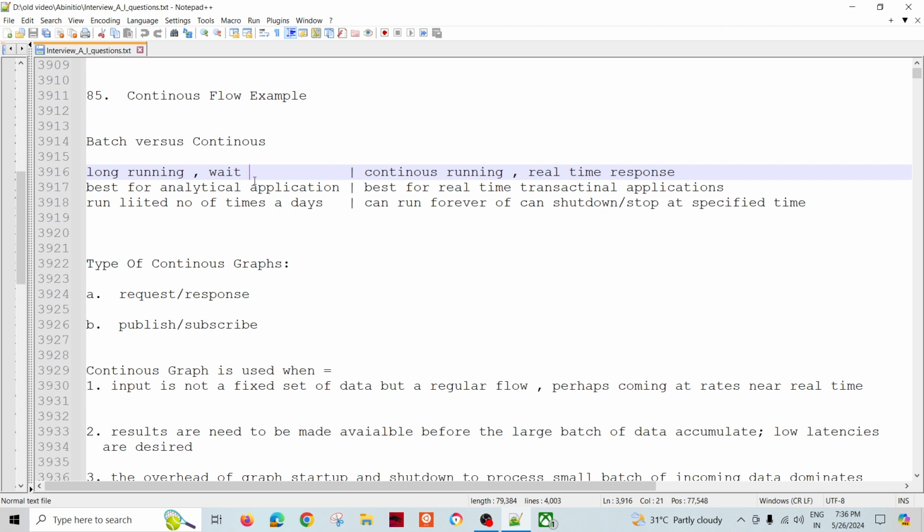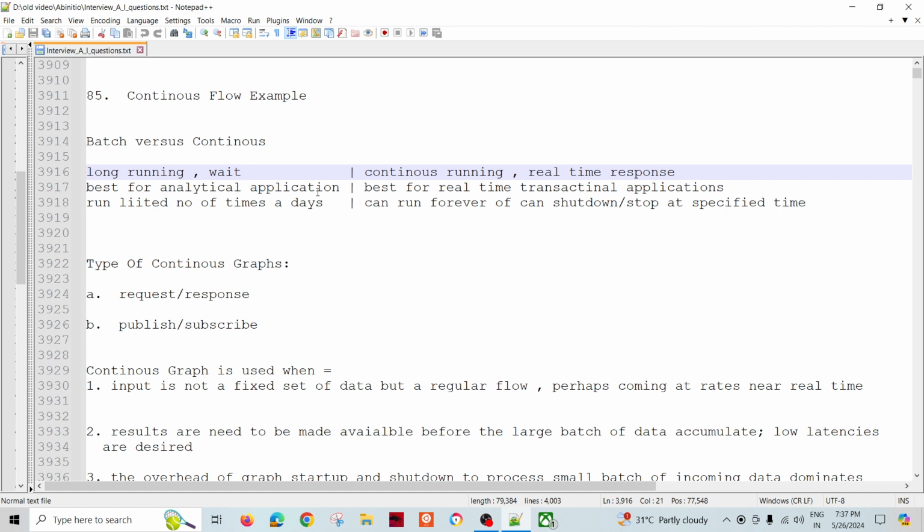We will not have a stop. It will keep on running, but in a batch graph, the batch will start, and after processing everything, it is going to end. Then the next day, if the frequency is daily, the batch will start again, and the time it takes from start to end is called the full batch timing. But a continuous graph keeps on running, and the response is received in real time. So this is one difference.